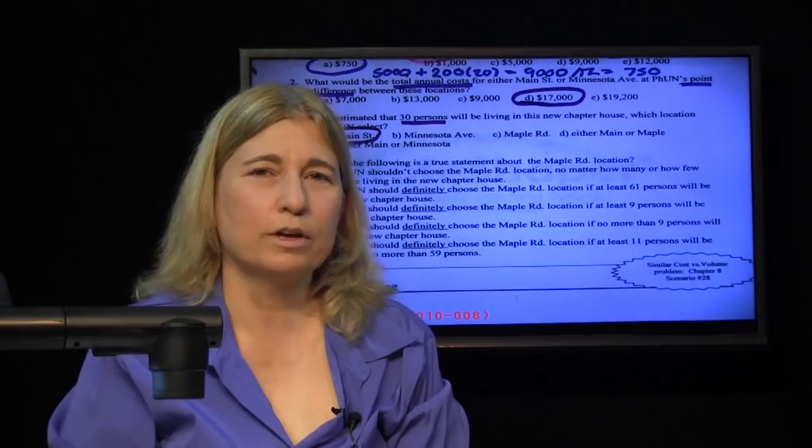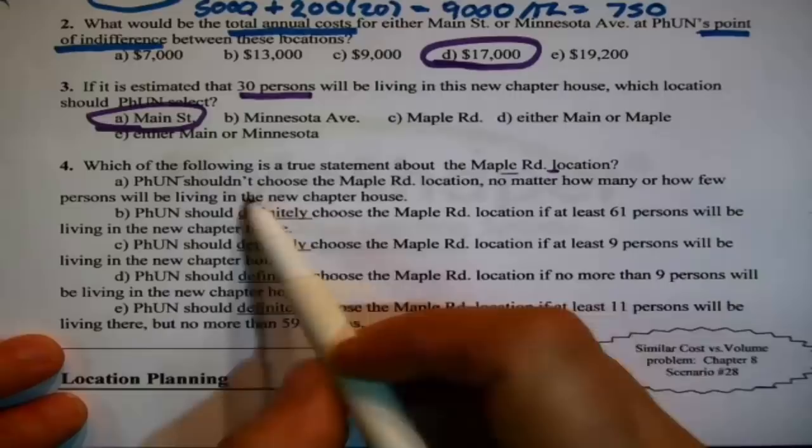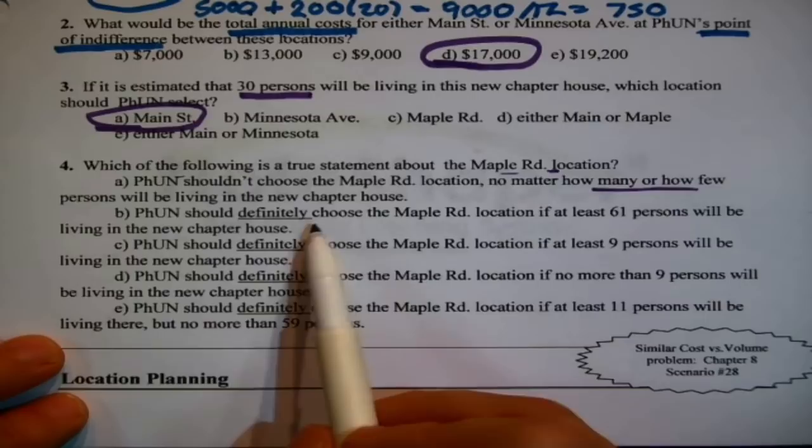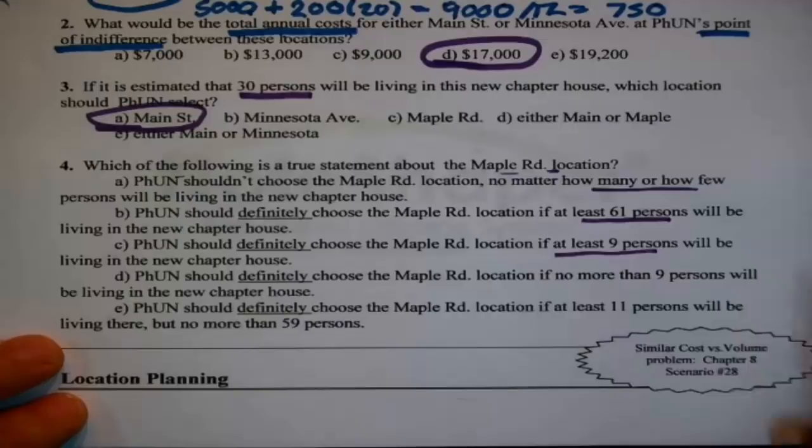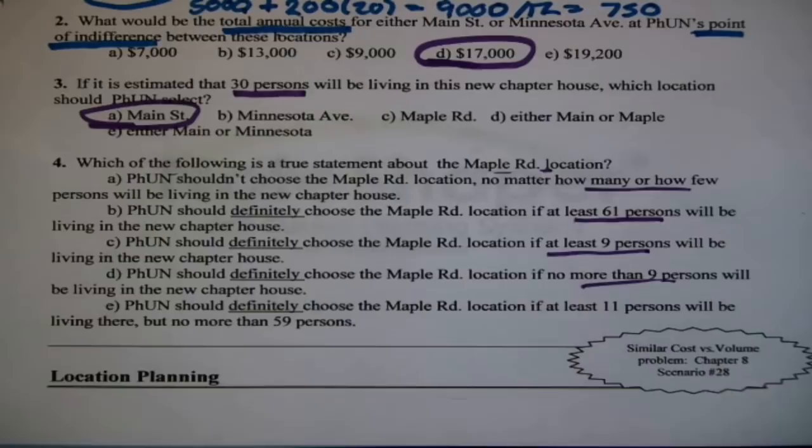So we've gotten all the way down to the bottom before we need to draw a graph. Now, how do I know? Notice this last question for the scenario. Question four, which of the following is a true statement about Maple Road? Fund shouldn't choose Maple Road no matter how many or how few people will be living at the new chapter house. Fund should definitely choose Maple Road if at least 61 people are living there, or at least 9 people, or no more than 9 people, or something between 11.